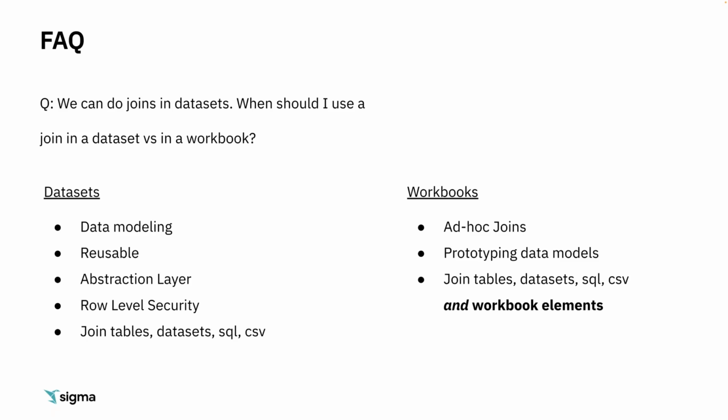So when would you use a join inside of a workbook? I think it's if you're prototyping different data models, or if the analysis, like the market basket analysis, really requires that you do a real join on the fly. Another interesting thing about workbook joins is that you can join on other workbook elements. So if you do a lot of calculations in a workbook element, or some groupings, and you want to join on those results, you can do that inside of a workbook using these full join types.